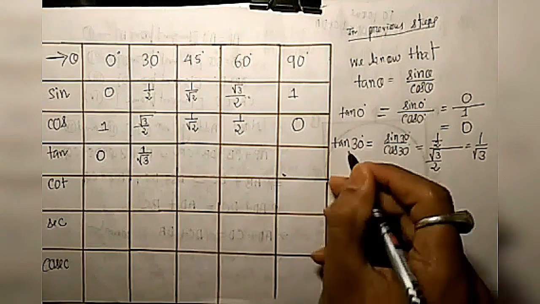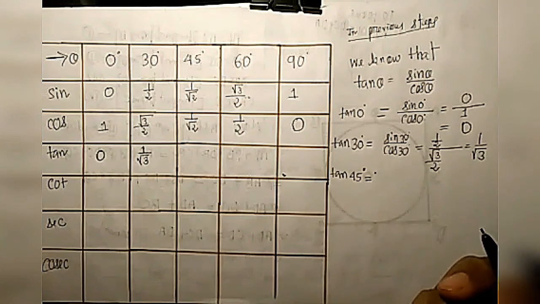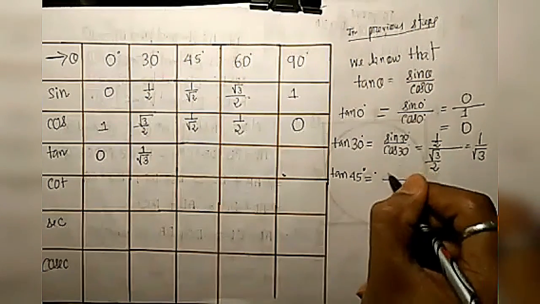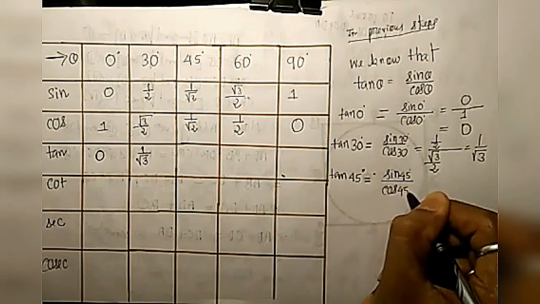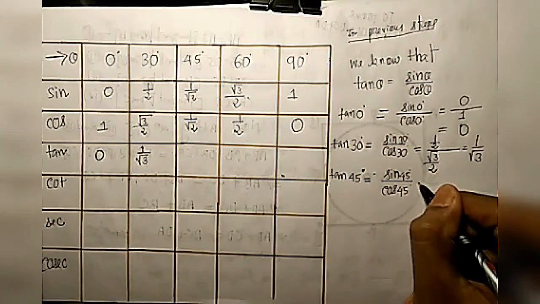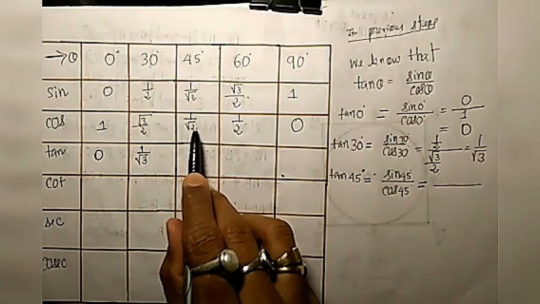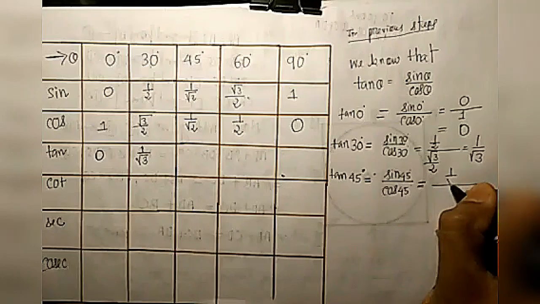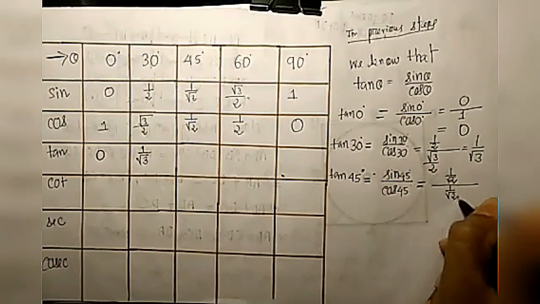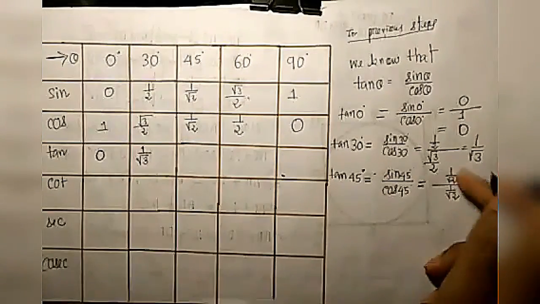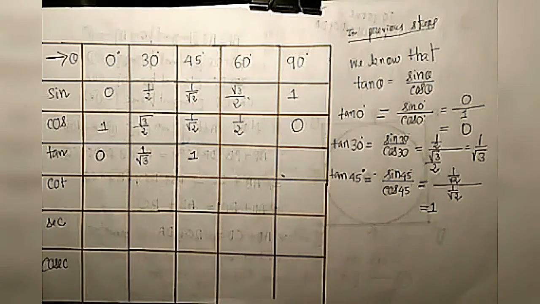Next, tan 45 degree is equal to sine 45 by cos 45. Sine 45 we know the value. Sine 45 is 1 by root 2. What is the value of cos 45? It is 1 by root 2. So 1 by root 2 and 1 by root 2 cancel, so it becomes 1. So tan 45 is equal to 1.